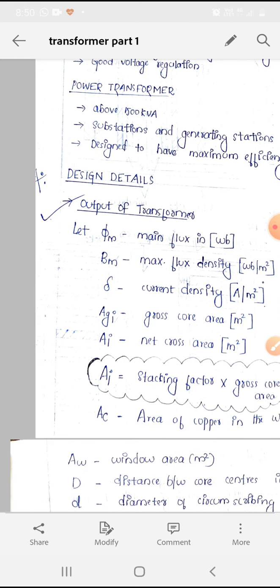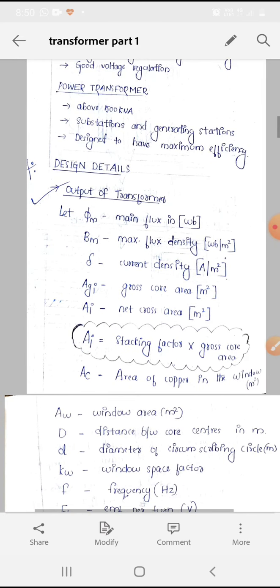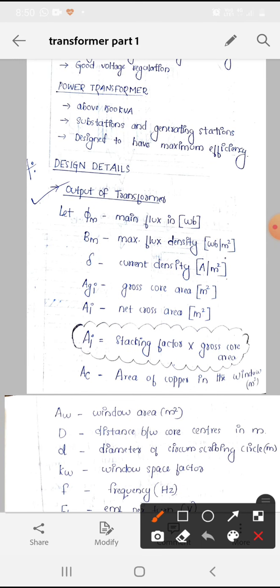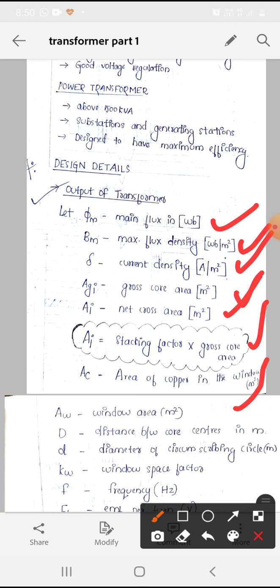Moving on to design details, output of transformers. Let phi m be the main flux in Weber. Bm is the maximum flux density, in Weber per meter square. We need to know all the units. Delta is the current density, ampere per meter square. Agi is the gross core area in meter square. Ai is the net core area in meter square, and Ai is equal to stacking factor into gross core area. Ac is the area of copper in the window in meter square, and Aw is the window area in meter square.